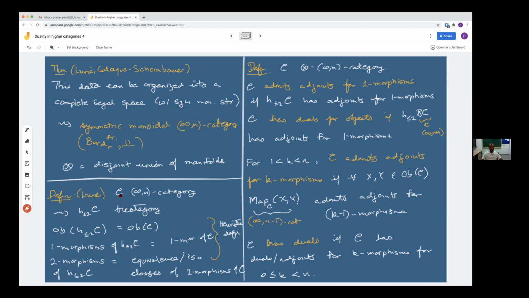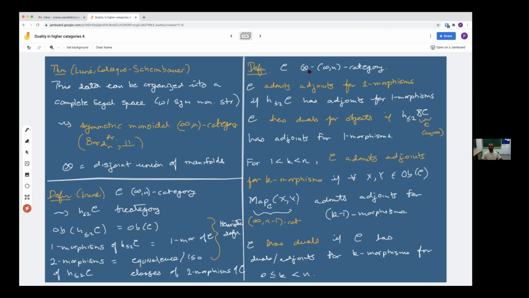Yeah, that's the issue. So if C is an infinity n-category, we can define its homotopy bicategory, which is defined as follows. The objects are the same as the objects of C. The one-morphisms are the same as the one-morphisms of C. Now the two-morphisms you truncate, so you take equivalence classes. I think equivalence is a better word here. Equivalence classes of two-morphisms in the original category C. So you identify isomorphic or equivalent two-morphisms. So that gives you a bicategory. Okay, so that's a definition.